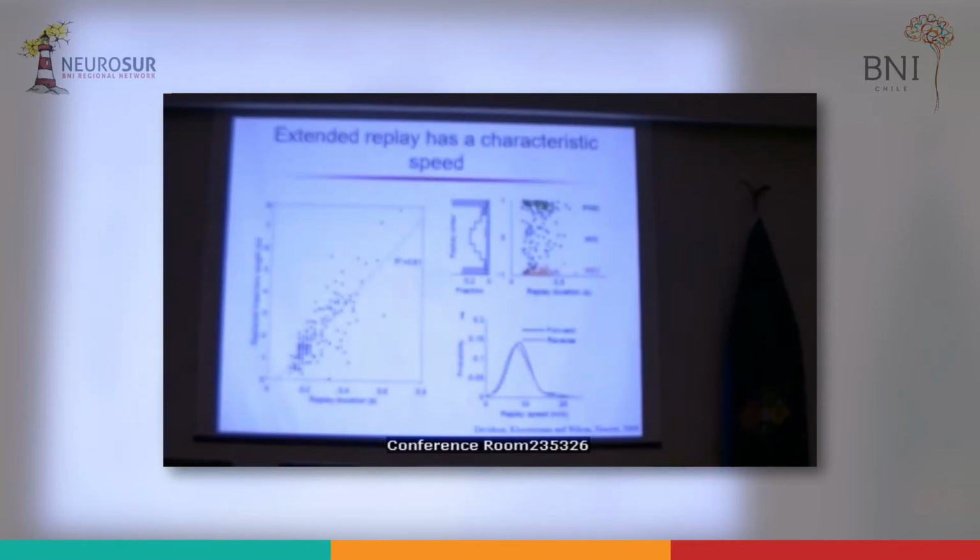And longer sequences take longer time, and there's a fixed speed of replay, what I sometimes refer to as the speed of thought. The average speed here is about 8 meters a second. Again, I'll remind you, back when I showed you that theta sequence slide, the speed of theta sequences is roughly 8 meters a second. So what it's saying is these replayed sequences are running at the same speed as the theta sequences. It's just that these are like a series of theta sequences chained together.